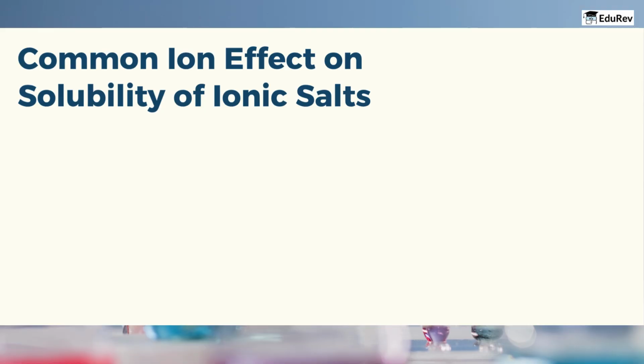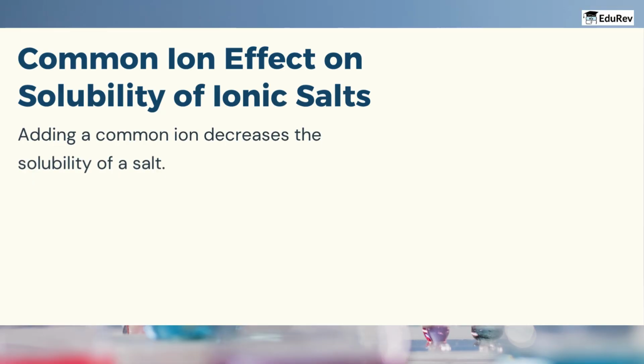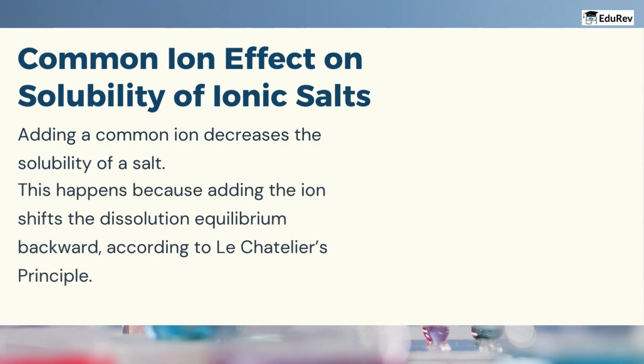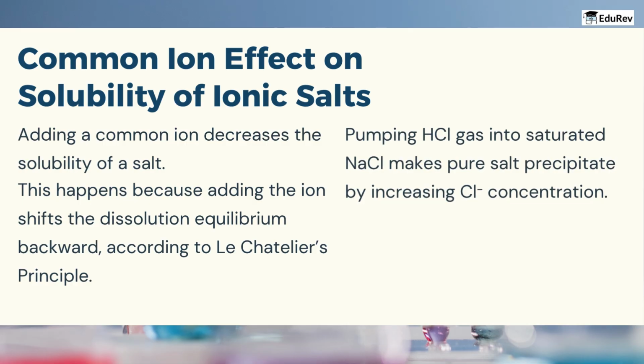Let's shift our attention towards common ion effect on solubility. Adding a common ion decreases the solubility of a salt. This happens because adding the ion shifts the dissolution equilibrium backward, according to Le Chatelier's principle. Example: passing hydrogen chloride gas through a saturated sodium chloride solution causes precipitation of sodium chloride because the addition of chloride ions suppresses the solubility of sodium chloride.